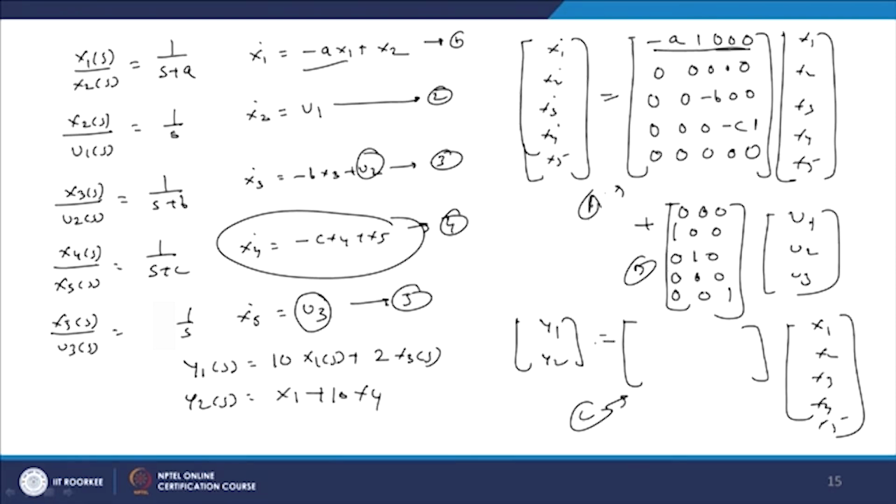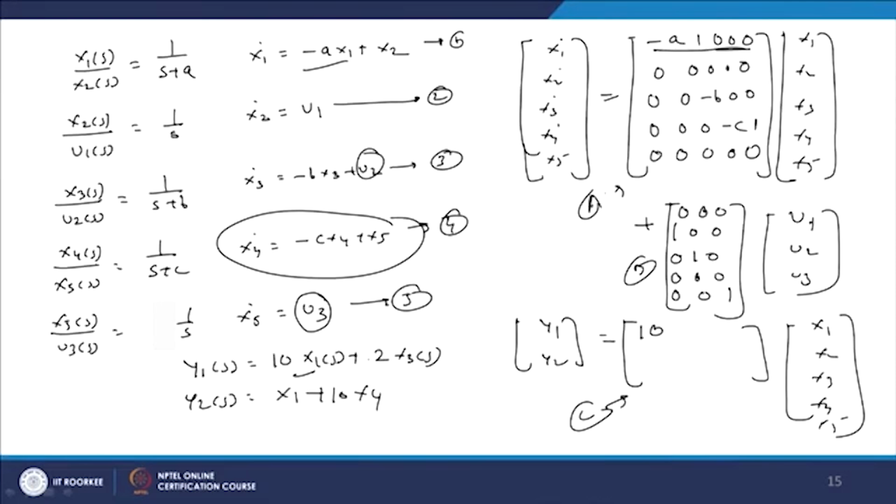In the state space form, or output equation, we can write x1 is 10, the element of x2 is 0, x3 is there, so we write 2 0 0. Corresponding to y2 of s, the elements we can write down as x1 is 1, 0 0, and the x4 term is there, that is 10, and the x5 term is 0. Here there is no D involved, so 0 into u.